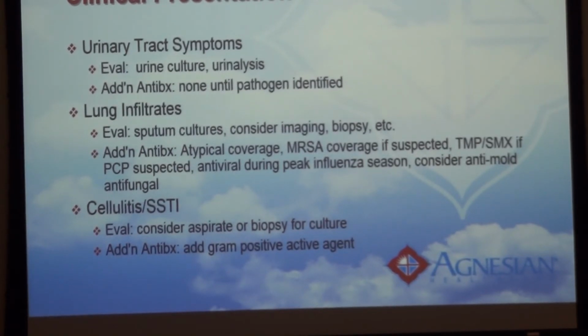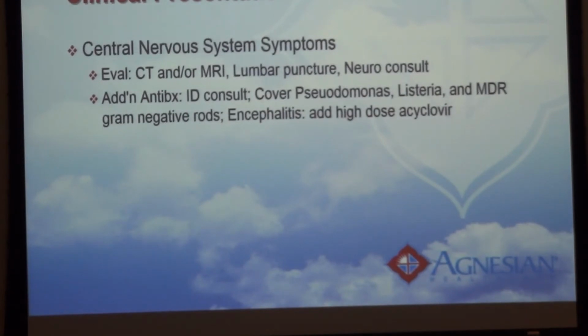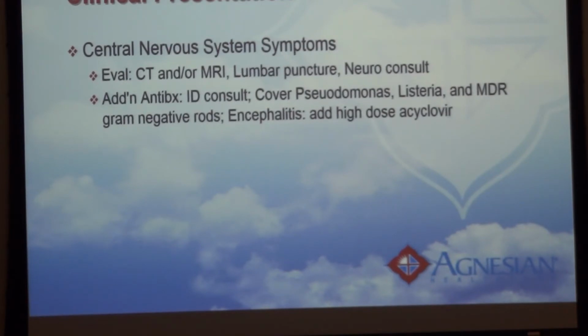Lung infiltrates, again, worrying about invasive fungal infections, PCP infections. Cellulitis, you're going to want to add on additional gram-positive because odds are it's either going to be a staph or a strep. Worry about methicillin-resistant staph. Vascular access, add vanco. Vesicular lesion, worried about your herpes-type infection, your varicella-type infection, you're going to want antifungals, CNS, lumbar puncture, high-dose acyclovir. So essentially, if we can locate the source, we're adding on the additional empiric antibiotics to cover what those would typically spew out.